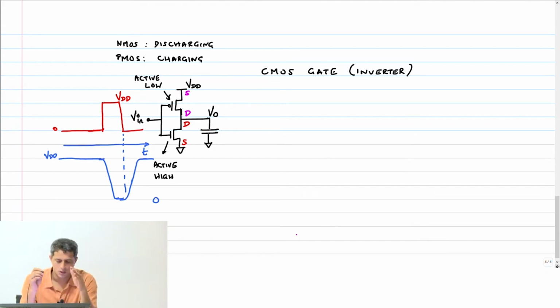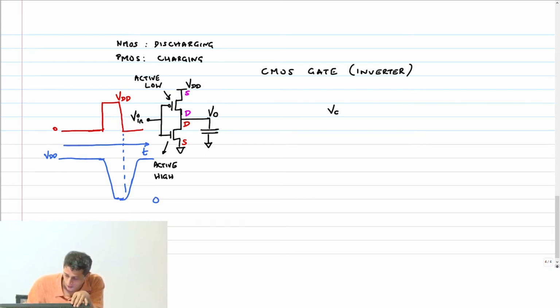So this logic gate has some constraints. When this input goes from 0 to VDD and the output falls like this, there is one constraint that is always maintained in this logic gate. What is that constraint? Let's list out these conditions and then I think you'll get it after that.